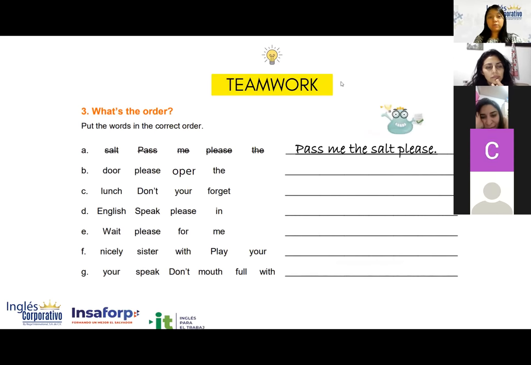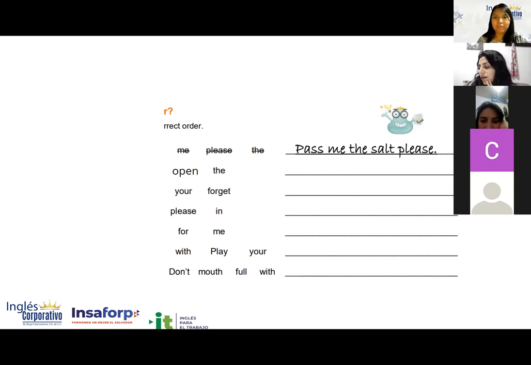Now, let's order, okay? So, letter B. Open the door, please. Perfect. Letter C. Don't forget your lunch. Perfect. Letter D. Please speak in English. Perfect. Letter E. Please wait for me. Excellent. Letter F. Play nicely with your sister. Excellent. Letter G. Don't speak with your full mouth. Mouthful. Yes. Very good. Don't speak with your mouth full. Okay. Very good. Okay, let's continue.